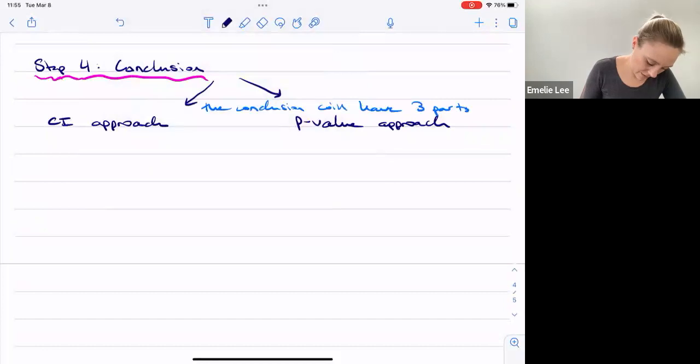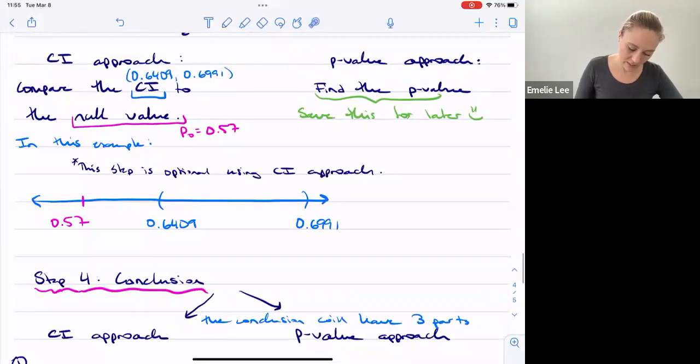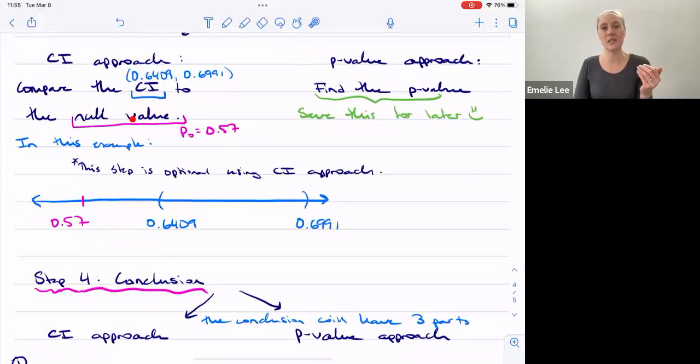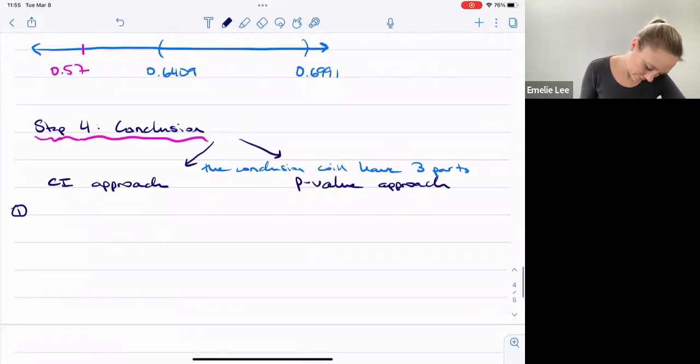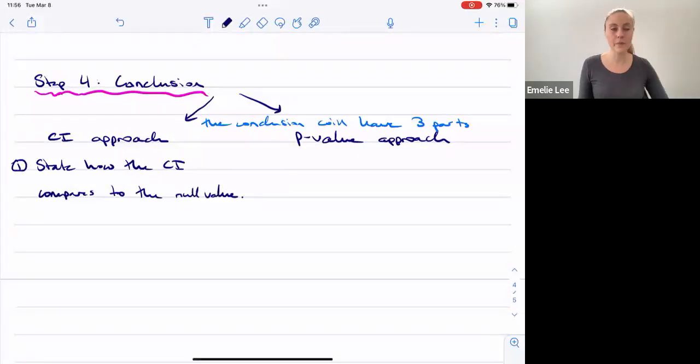Okay. So for the confidence interval approach, the first part is to compare your interval to the null value, right? Which is what we did here. Compare the confidence interval to the null value, but here you're going to state it. State how the CI compares to the null value, right? Is it in the interval or not?